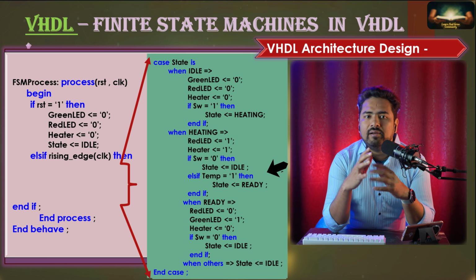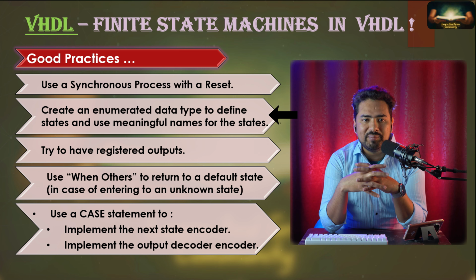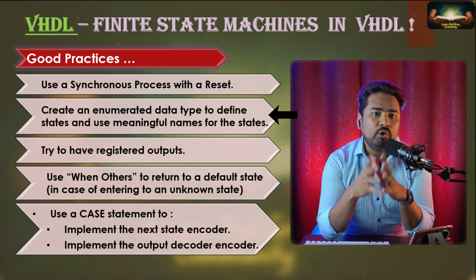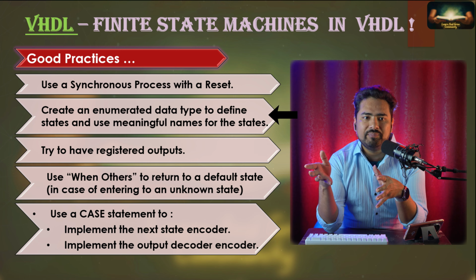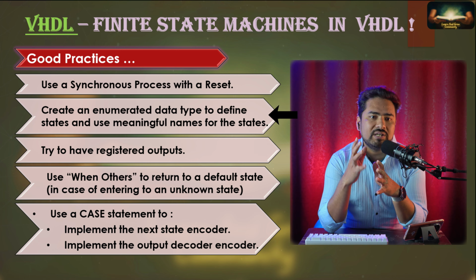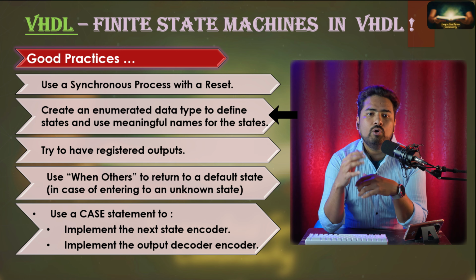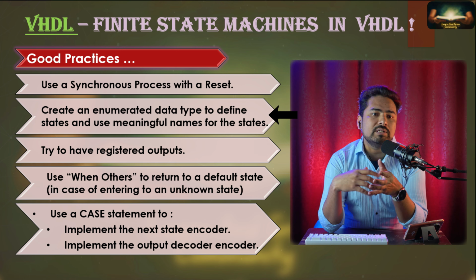Just think, what if you have states like 0, 1, 2, and 3? Like 0 means idle, 1 means heating, 2 means ready, like that. How does it sound? Very bad, right? And it is not easily readable either. So simply define them with relevant and meaningful names. And in the background, your tool will figure out how to decode it into digital codes like 00 for idle, 01 for heating, etc. And trust me, it will reduce your chances of errors as well, and others can also understand your code very easily.